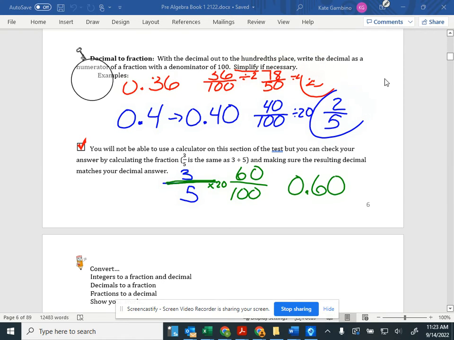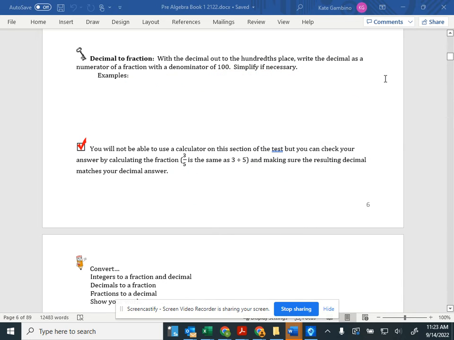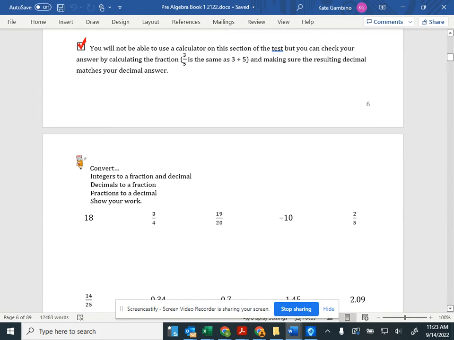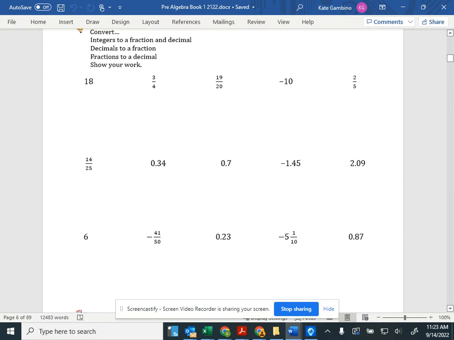Let's see what our homework is for today. This was the lesson explanation. This next page, you're converting integers to a fraction and a decimal. So if you have an integer, you're going to put both. If you have a decimal, you're going to make a fraction. And if you have a fraction, you're going to make a decimal. And you're going to show your work. You are not going to use the calculator and write an answer. You're going to show the work, and you can check it with your calculator. But you have to show your work.